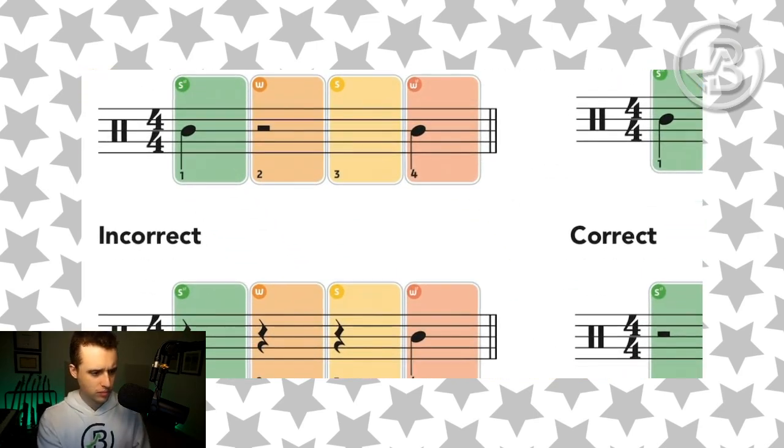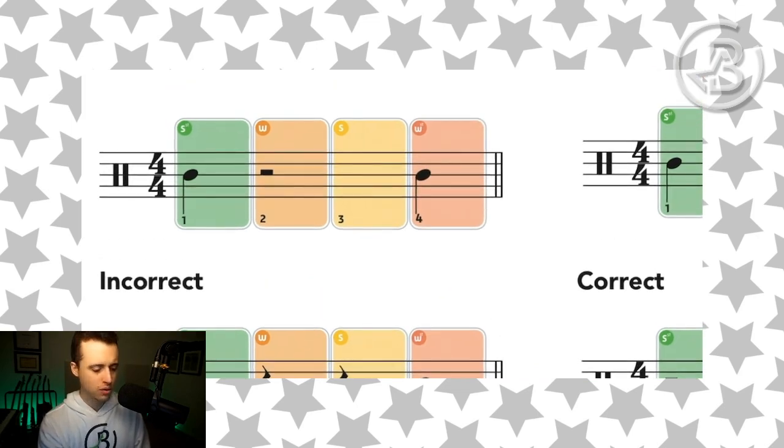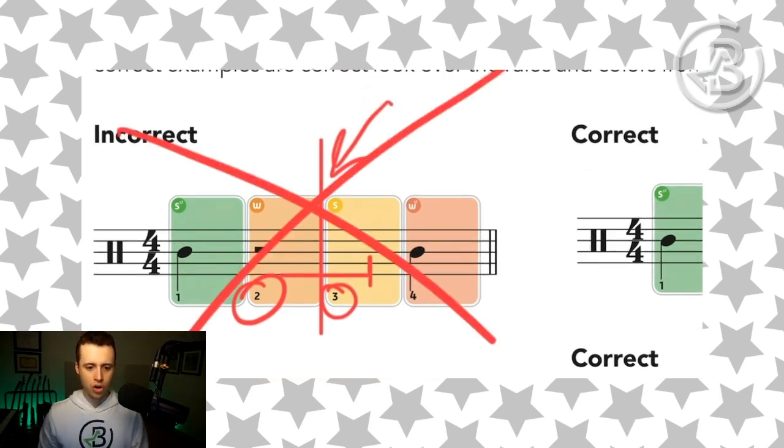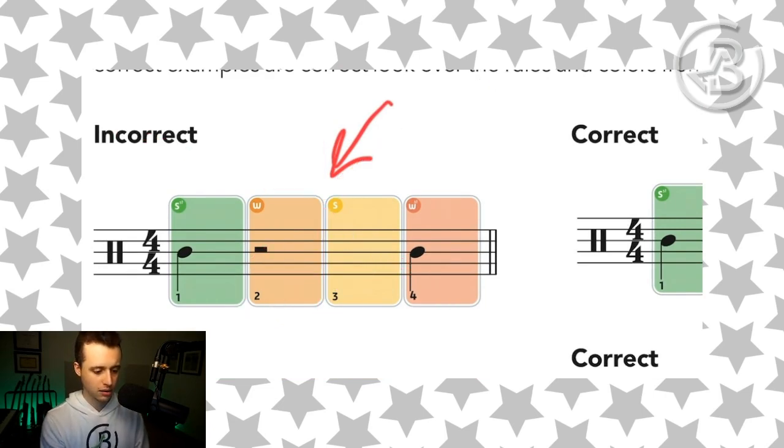So we imagine that there is a divide between beats 2 and 3 right here. Now we have a problem because this half rest starts on beat 2 and lasts into beat 3, right? Because half rests get 2 beats, they get 2 counts. Now right there, that's crossing our imaginary divide. That is wrong. No, sir, cannot do that.